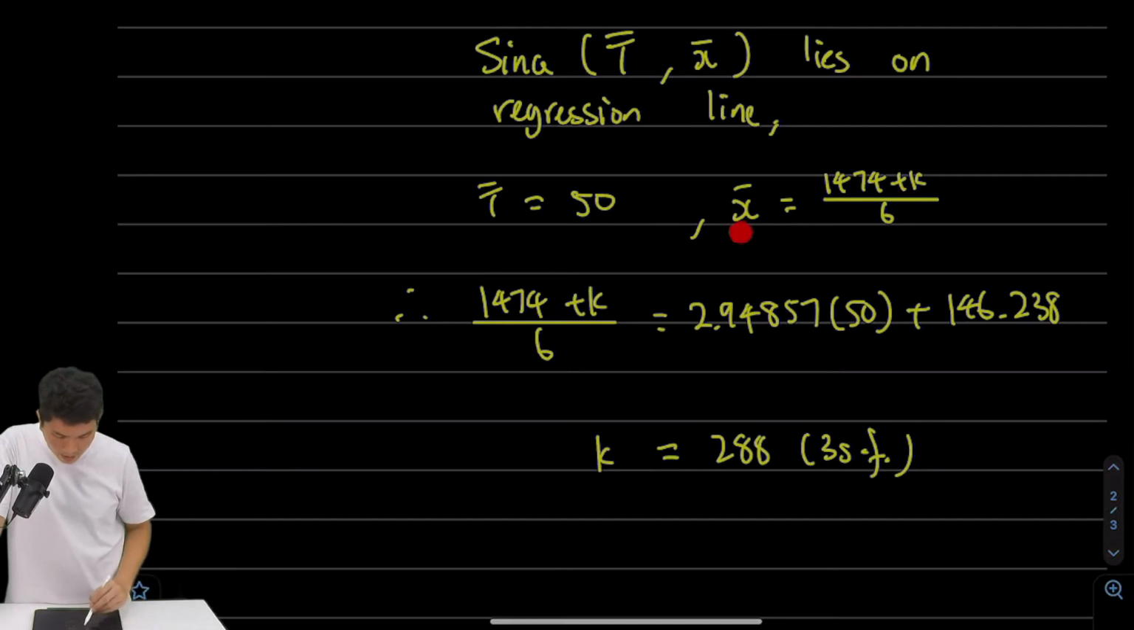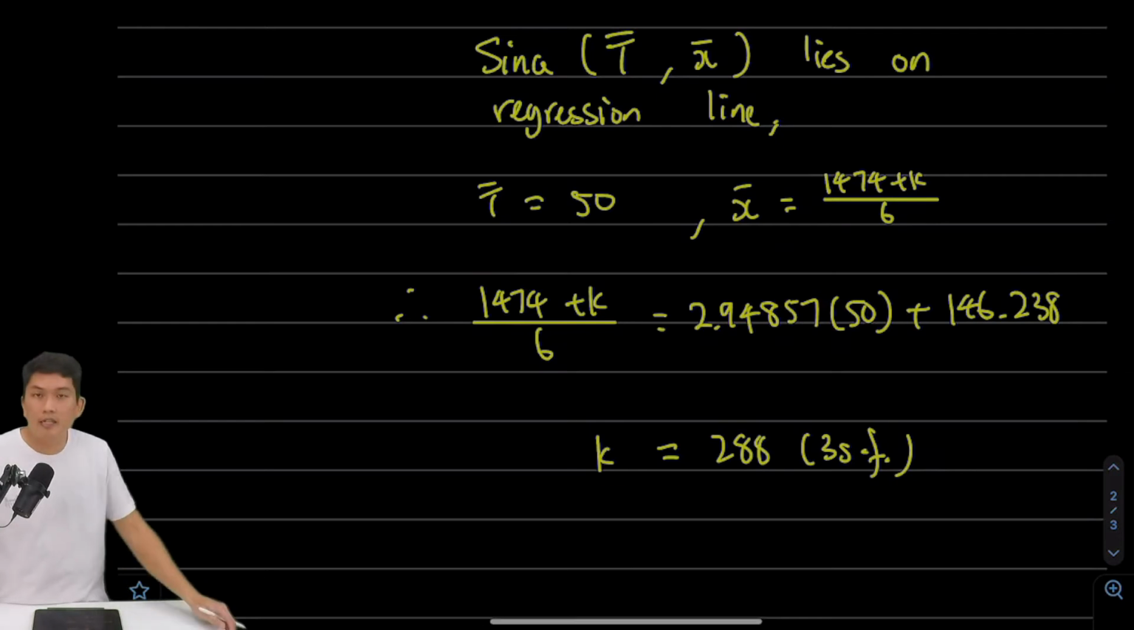Next, I substitute X bar and T bar into the regression equation I'm given, X equals 2.94857T plus this. If you do that, you should be able to solve that K equals 288, and that is the answer for this 1-mark question.